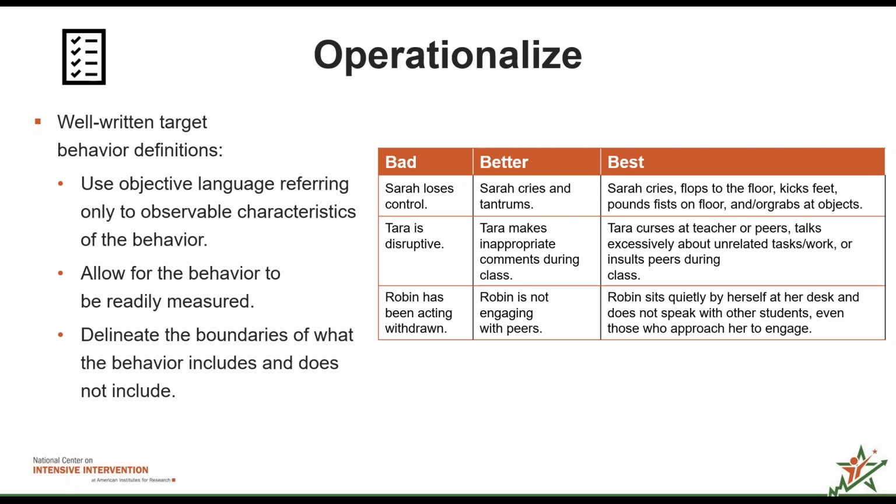What we need to do is use objective language, really focusing on observable characteristics of the behavior. We need to focus on behavior that can be readily measured, and be very clear about what's included in that behavioral definition and what is not. Remember, the goal is that anyone reading this definition should be able to look at it and understand very clearly what the behavior is. We really don't want room for ambiguity here. That operationalizing piece is really critical for setting the stage for success.